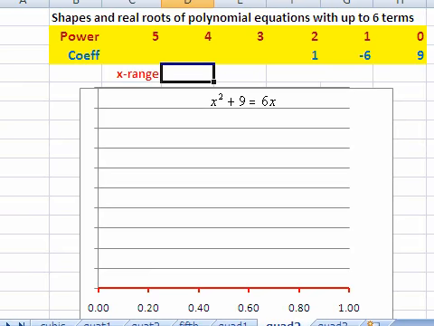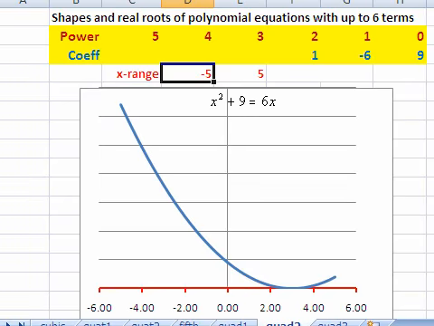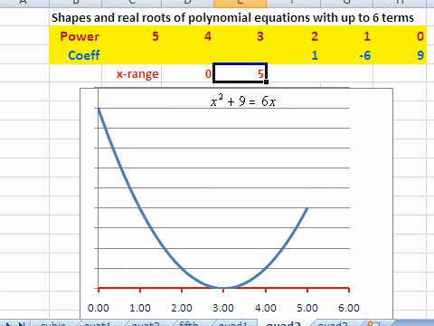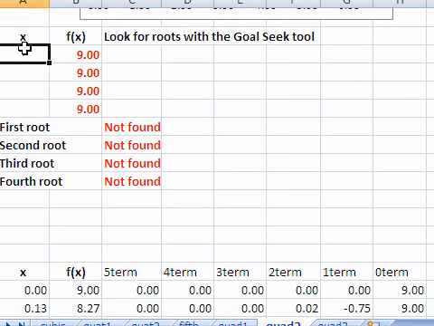Let's pick a range of -5 to +5. Okay, let's try 0 to 5. There. Now we see that there is a root at 3. Check. Punch in 3 over here. Yes, it is a root.